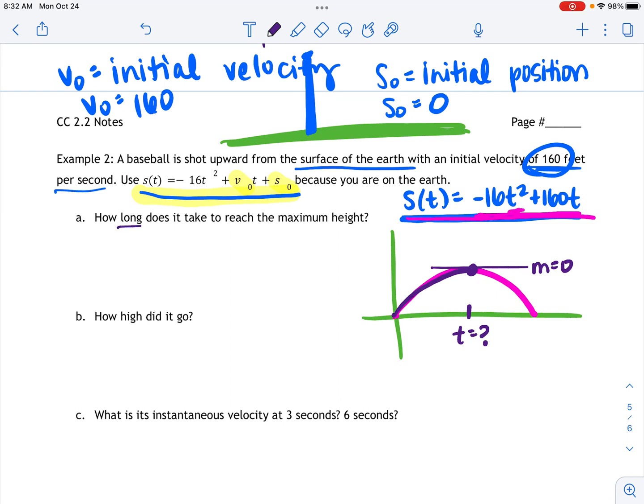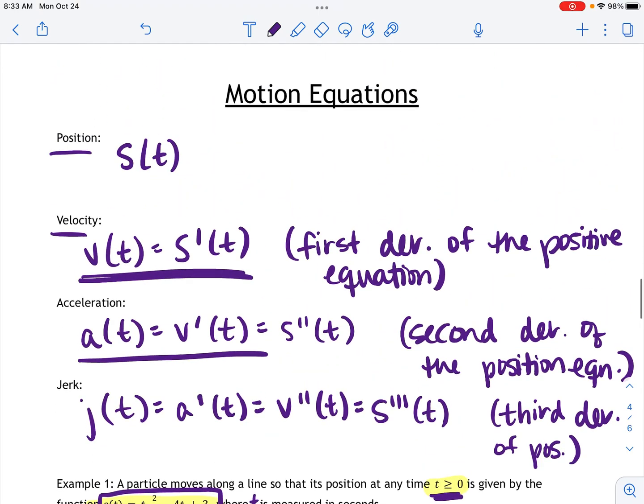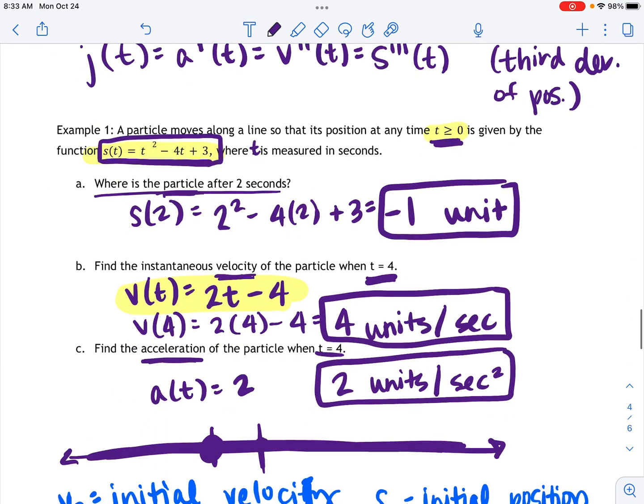So if I'm asked how long does it take to reach the maximum height, I look at the picture, the maximum height will always be at the vertex, and the vertex point would have a tangent with a slope of 0. So if I already know what the slope of my tangent line is at that point, my plan's going to be to do the derivative. The derivative in this case is the velocity. We talked about that up here. If you have a position equation and you do the derivative of it, it's the velocity.